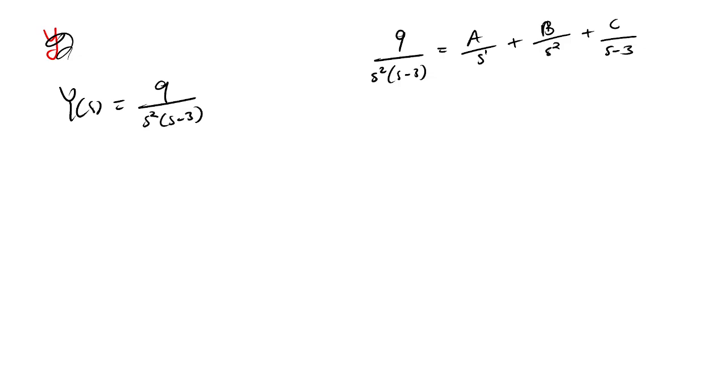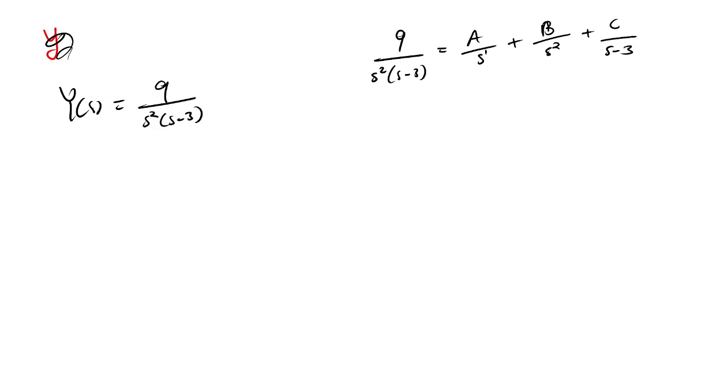It's like we're having a combination of repeated roots and linear roots. So we say s to the exponent 1, which is just s, plus b over s to the exponent 2. The 2 is the highest power of s, since this is the repeated root. Then plus c all over s minus 3. This s minus 3 is the linear root. Are we all on the same page?